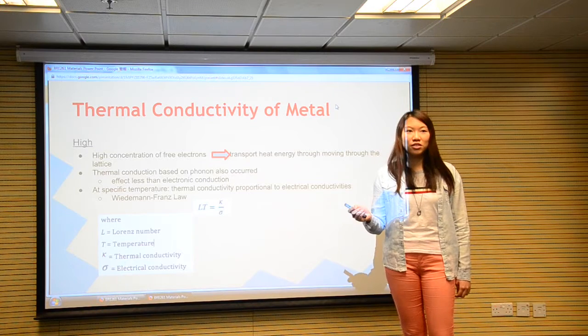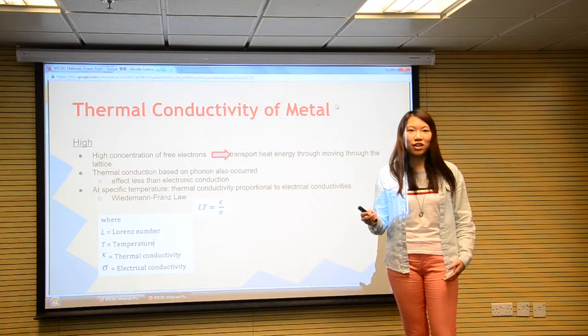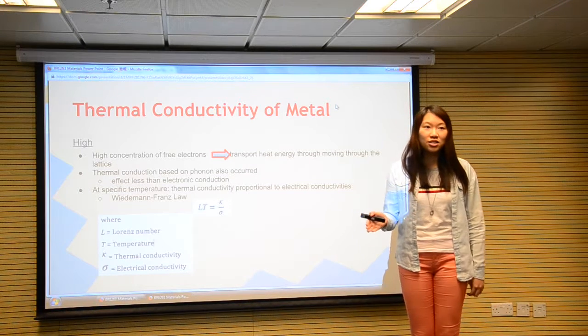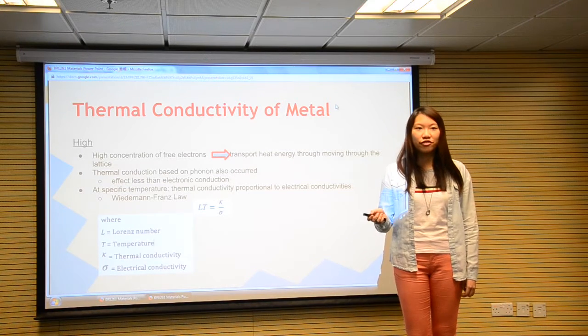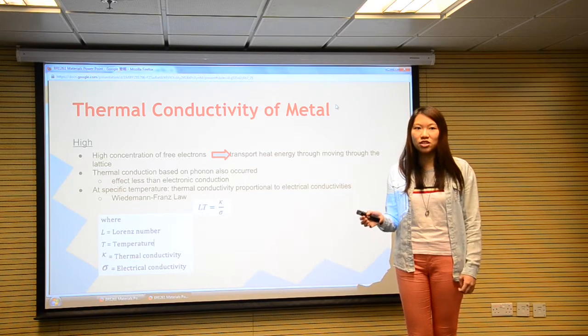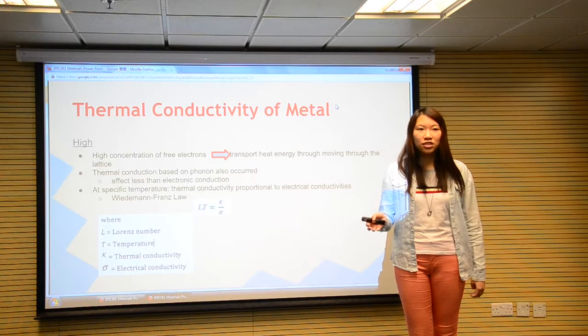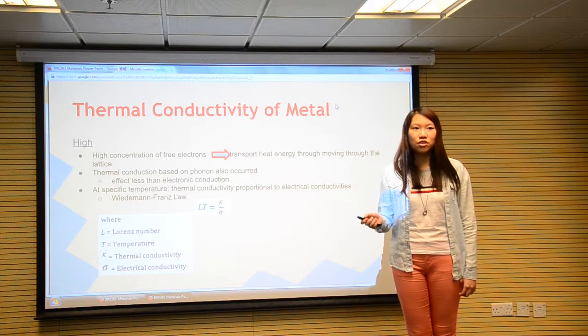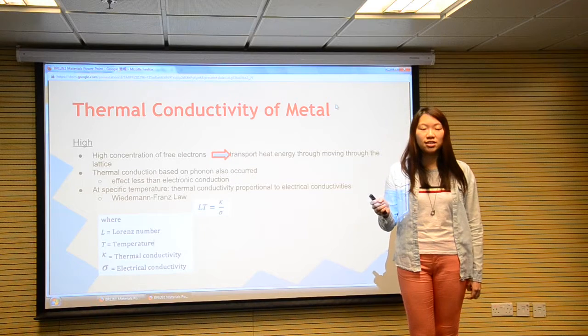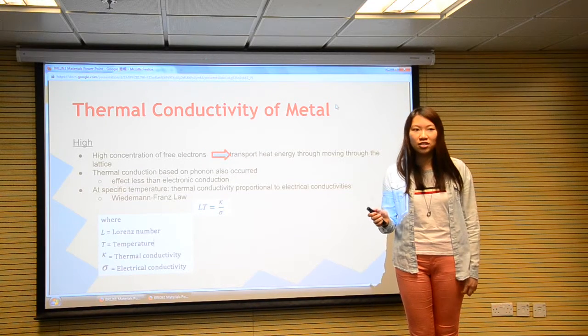And I'll talk about the thermal conductivity of metal. It is quite high compared to other substances because it has a high concentration of free electrons in its structure, and those free electrons can transport heat energy by moving through the lattice. And thermal conduction based on phonons also occurs. However, this effect is not as large as that of electronic conduction.